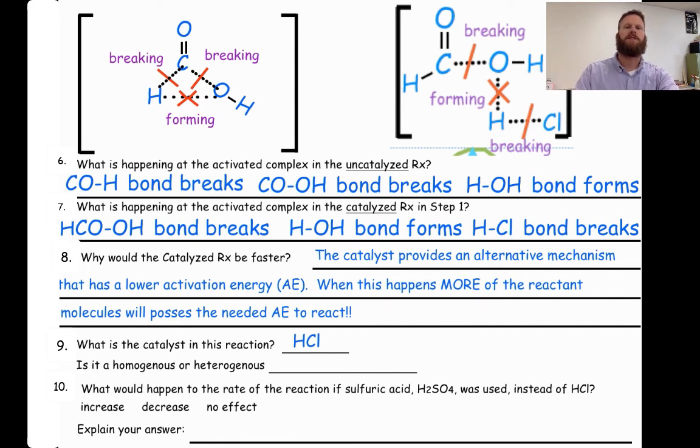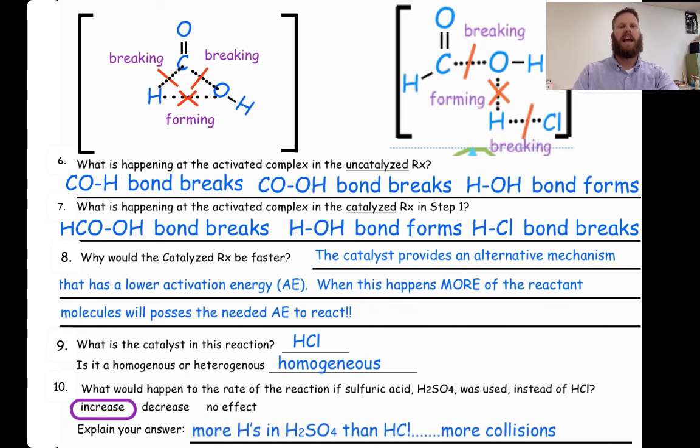Is it homogeneous or heterogeneous? The reactant formic acid is aqueous. HCl is also aqueous. So this is a homogeneous catalyst. What would happen if sulfuric acid was used instead of HCl? Well, sulfuric acid is H2SO4, so it has twice as many hydrogen atoms that could collide with formic acid in step 1 of the reaction mechanism. The rate of the reaction would increase even more because of this.